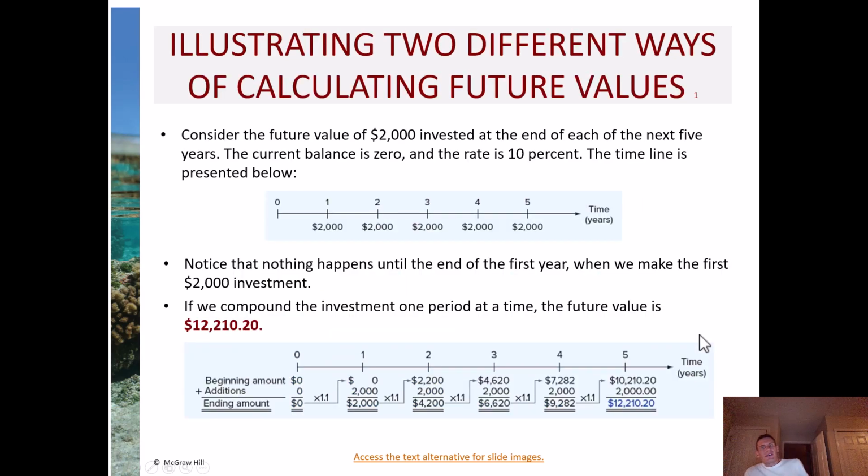So two different ways of calculating. I'm going to say FV because I always call it FV instead of future value. PV, if you hear me say PV, present value, if you hear me say FV, that is future value.